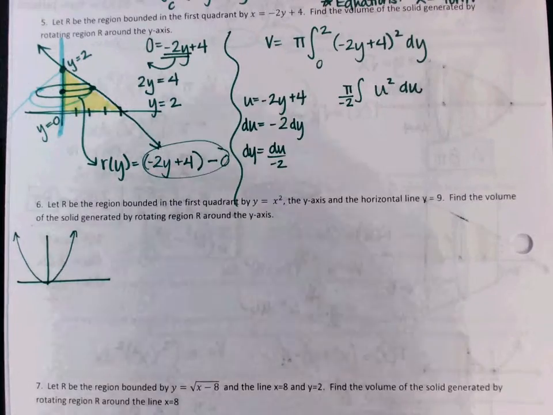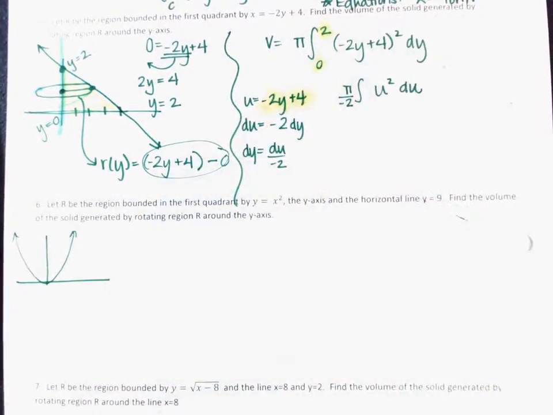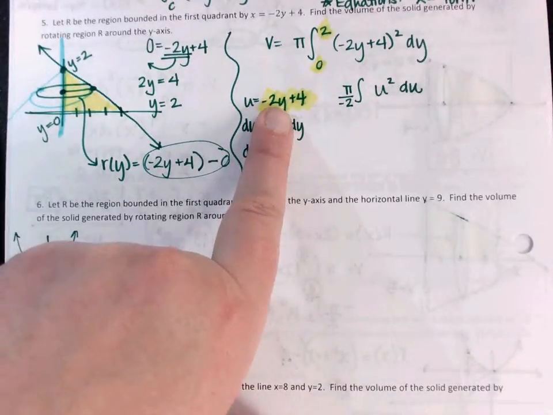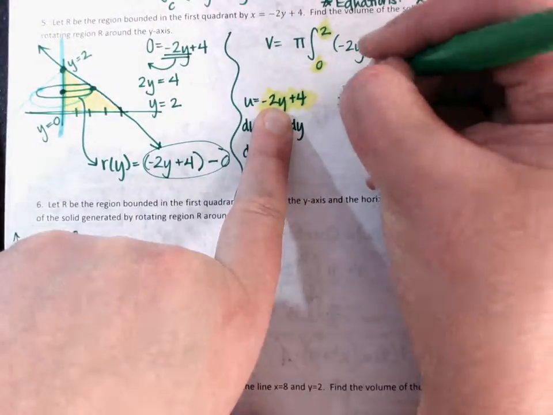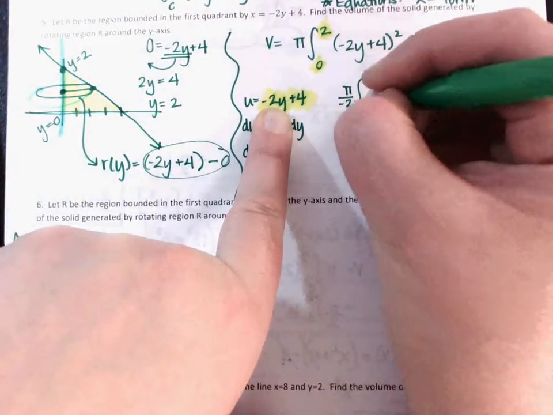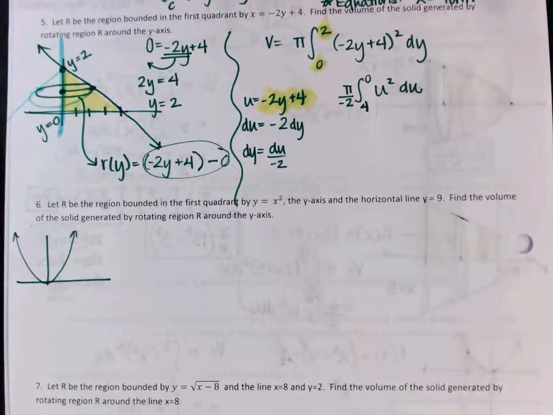Okay, now we're changing our endpoints. Remember, to change your endpoints, you're plugging these two guys into your u. So for the top point, I'm plugging in 2. Negative 2 times 2 is negative 4, plus 4 is 0. On the bottom, I'm plugging in 0. 0 plus 4 is 4. Now, Salamuddin's point was that those come out backwards. You can change it if you want to, but you don't have to. It works itself out. Watch.